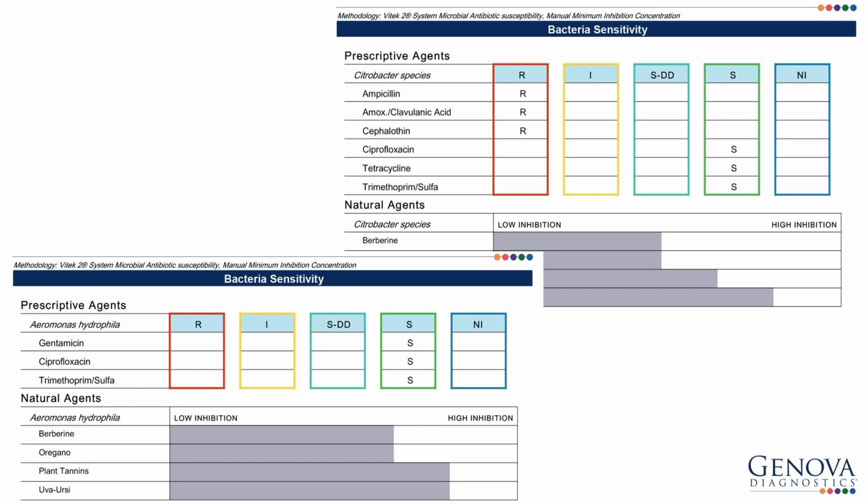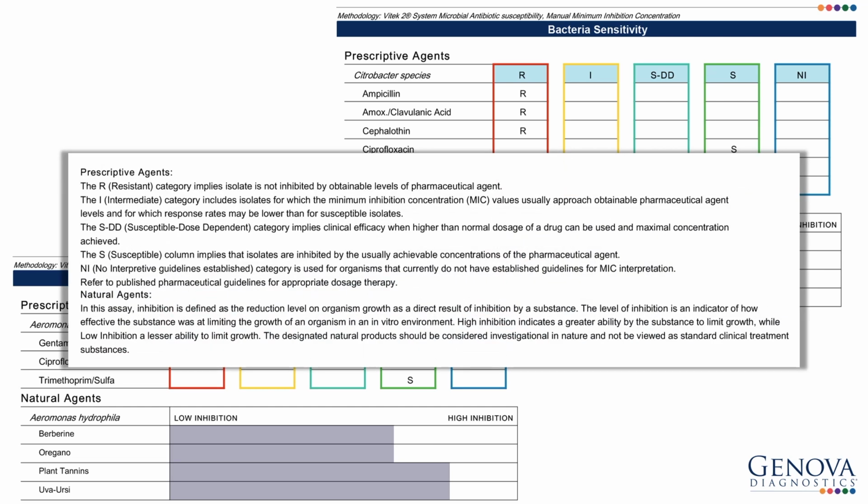Under natural agents, if the gray shaded bar reaches the 50% or halfway mark, it's considered a good agent to use. So all 4 natural agents, berberine, oregano, plant tannins, and uva ursi, would all be good agents to use against both of these organisms. The bottom of the sensitivities page lists a key describing the categories of susceptibility and resistance.